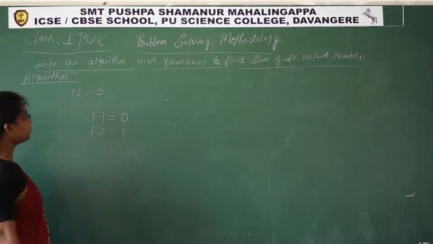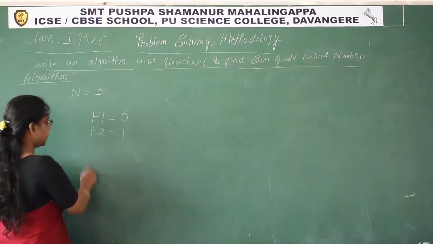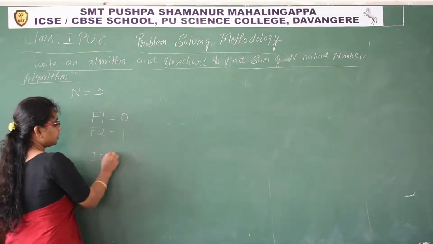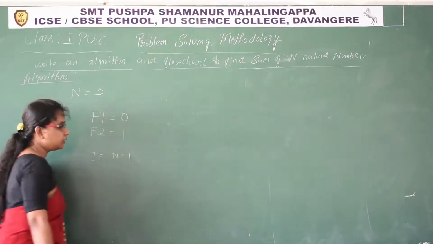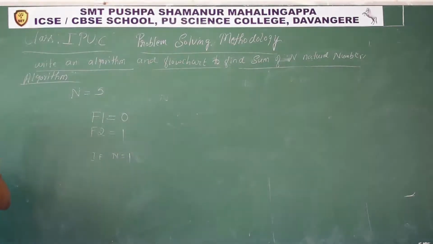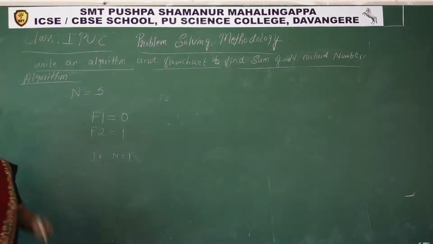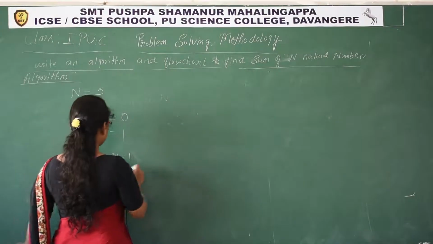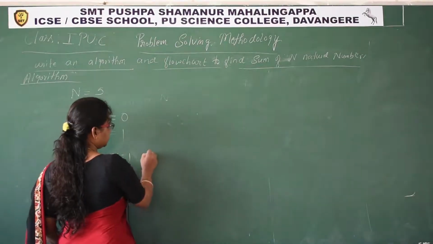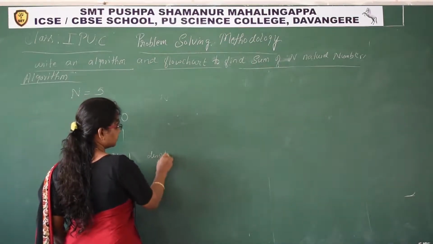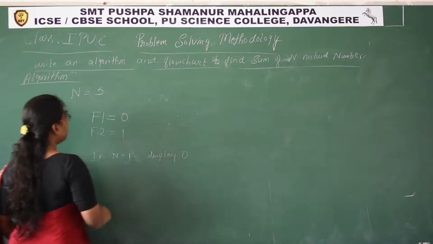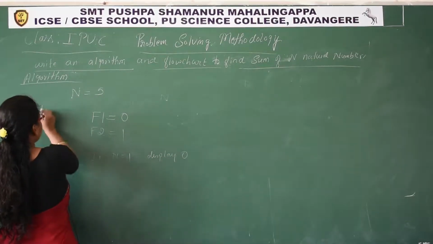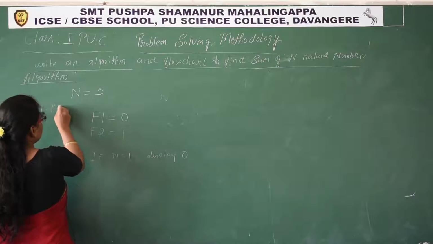If n is equal to 1, the first Fibonacci series number has to display. If n is equal to 1, display 0, because 0 is the first number, no? 0 1 1 2 3.